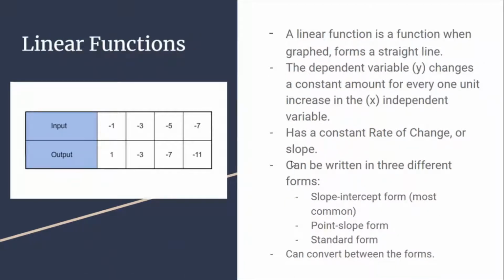A linear function is a function that, when graphed, forms a straight line, as we'll see in the forthcoming slides. The dependent variable, y, changes a constant amount for every 1 unit increase in the x variable, the independent variable. Linear functions always have a constant rate of change, and the rate of change is also known as their slope.